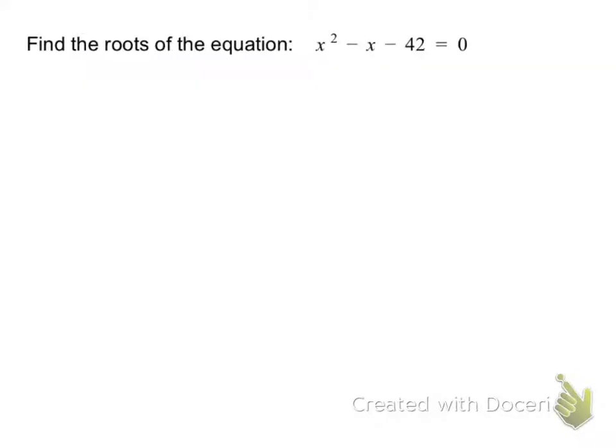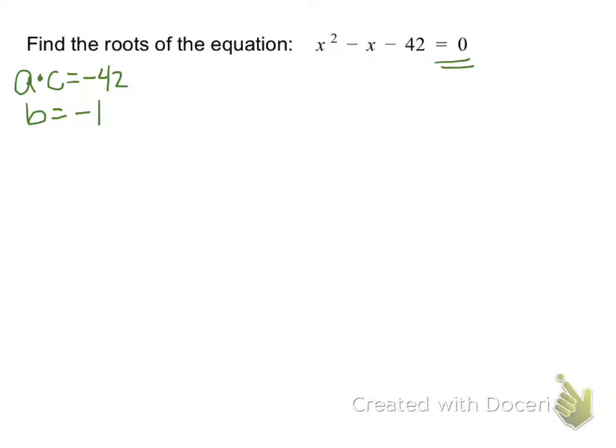And so now let's get to our first problem. Find the roots of the equation, x squared minus x minus 42 equals 0. So first of all, we notice that it does equal 0, so we can just go ahead and start factoring this. I'll go through it step by step, but I'm not going to spend a lot of time talking about it as we did that yesterday.